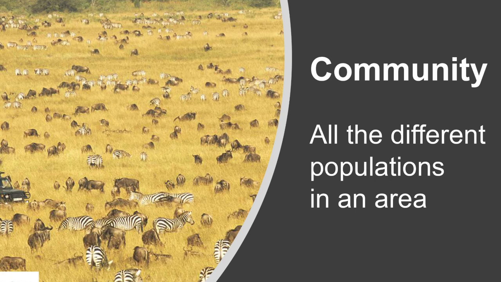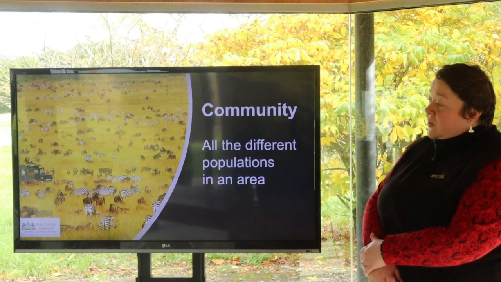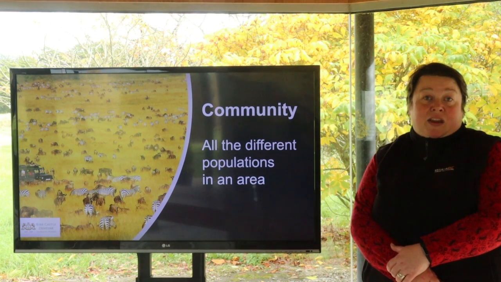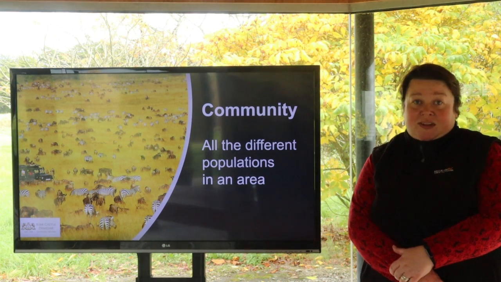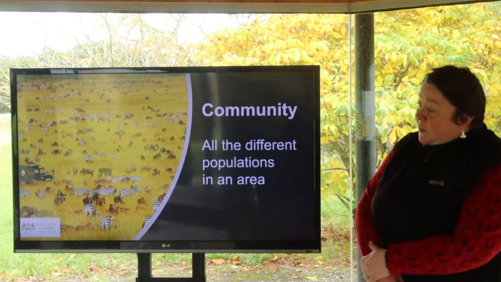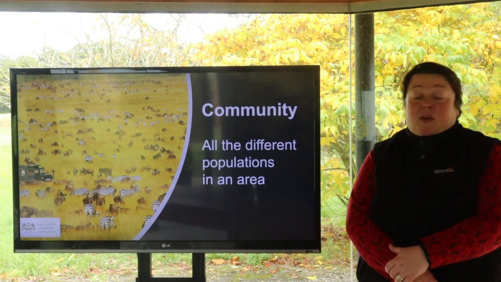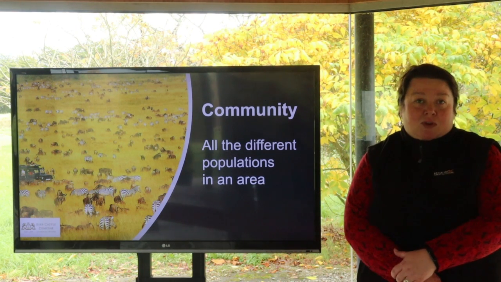If we want to talk about groups of living things all living together in a habitat, we call this the community. The community is all the different populations in an area, so all the different populations of all the different types of species living together. In the picture, for instance, we have the African savanna, where you have lions, you have zebra, you have wildebeest, and a couple of humans driving through as well.